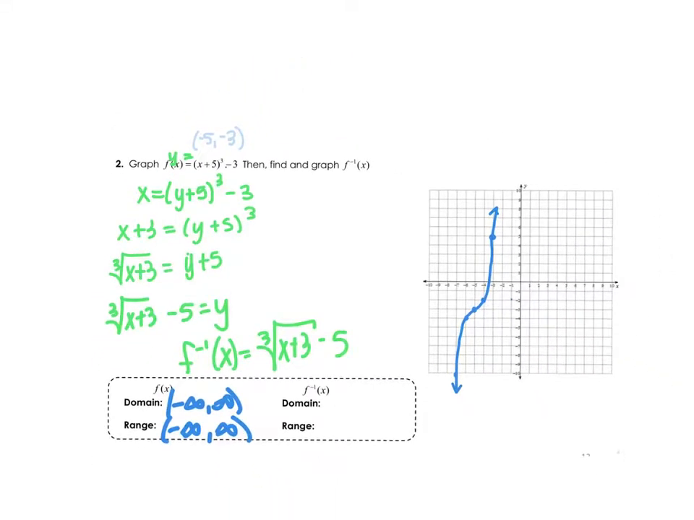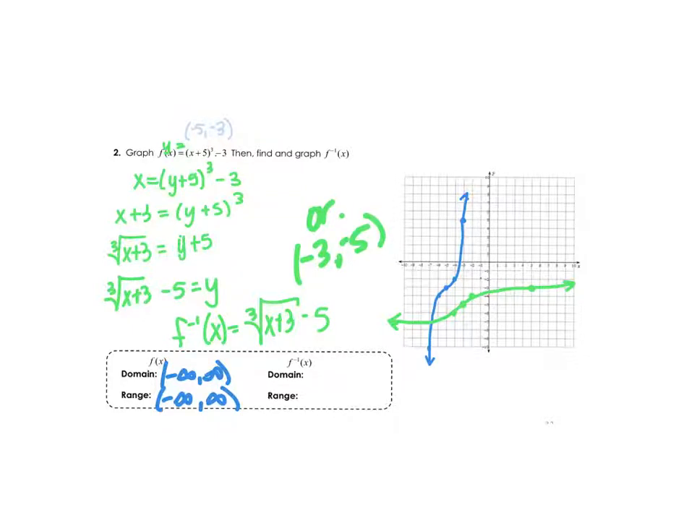All right. So I'm going to draw that in. That is the cube root function with an origin at -3, -5. I'm going to draw that in green here.